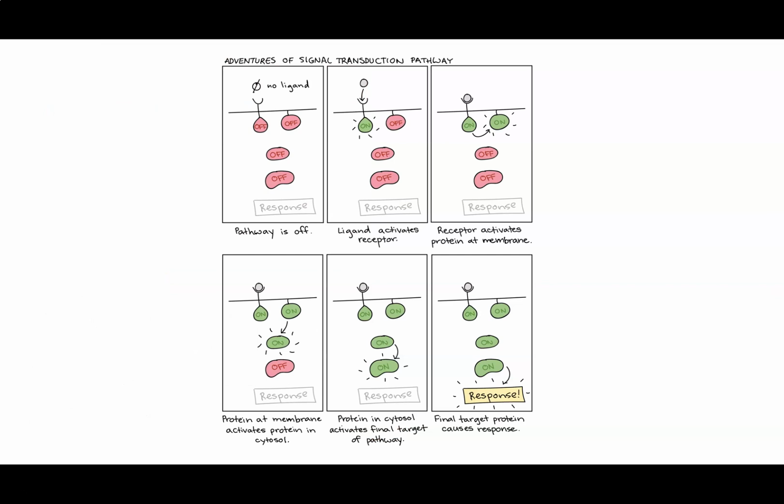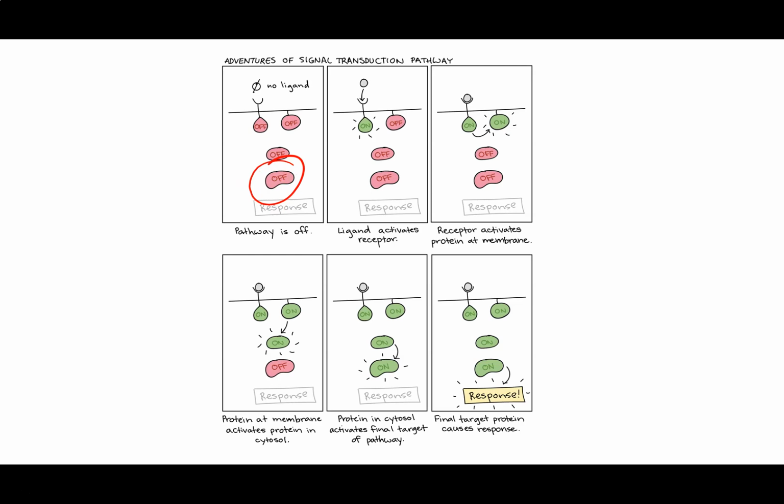So what do we got here? In the first one, the pathway is off for whatever the signaling pathway is. And once again, it doesn't matter. Just read the picture. If there's no ligand present, there's no response. No big deal. Everything's off.